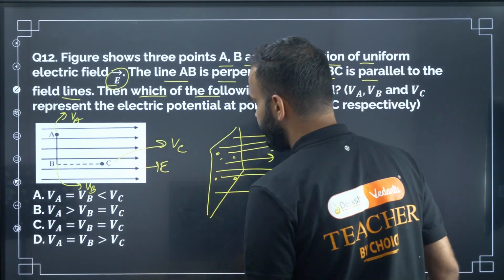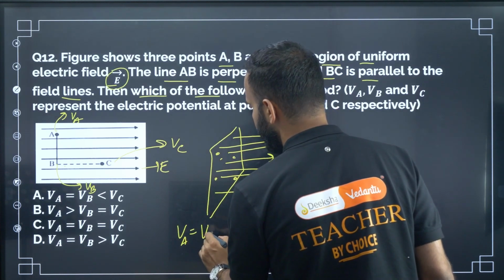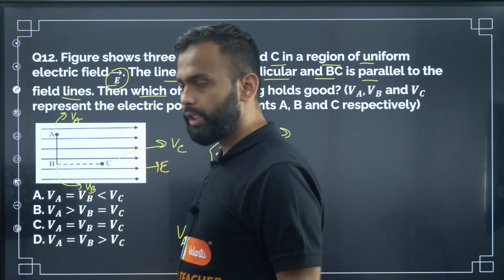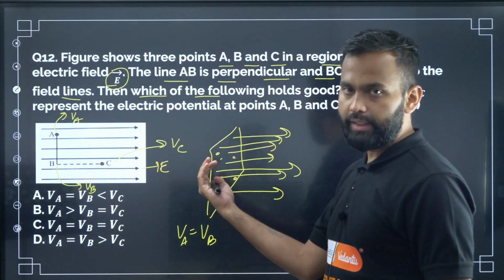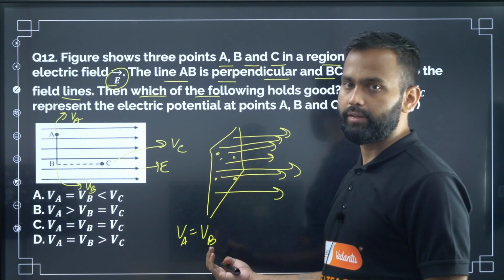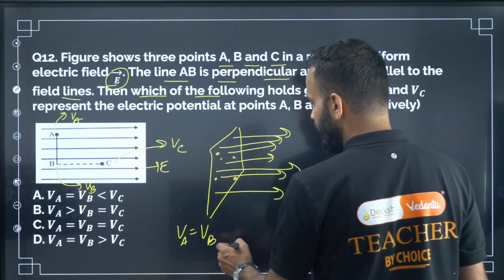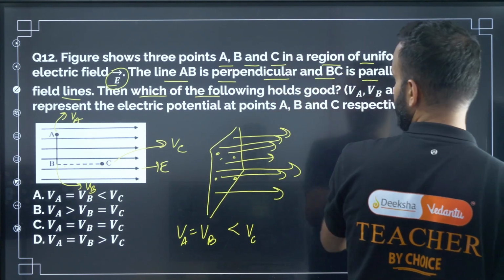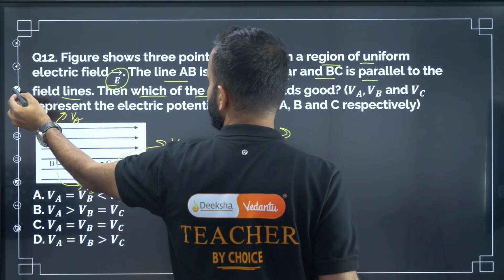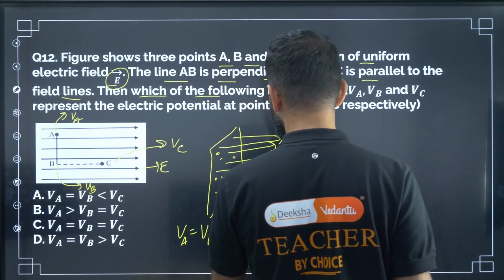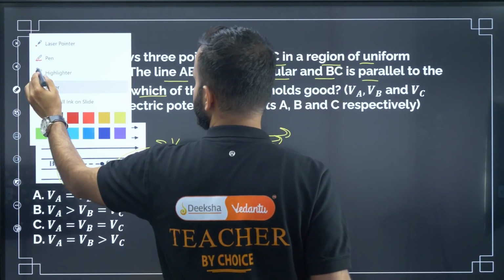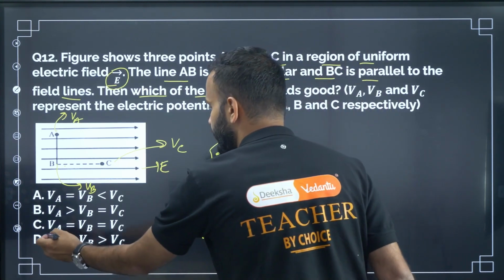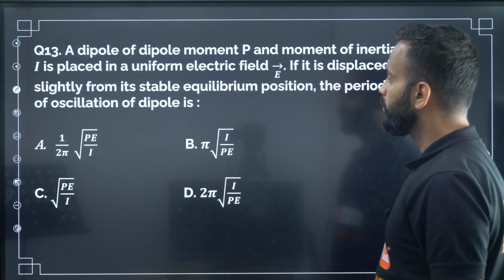So VA equal to VB, and potential at C is lesser than potential at B, right? As you move in the direction of the electric field, potential decreases, right? So VA equal to VB, which is greater than VC. Okay, so the correct option is D. Next question, question number 13.